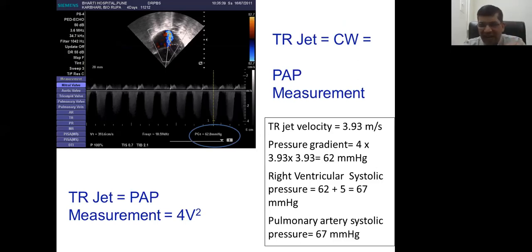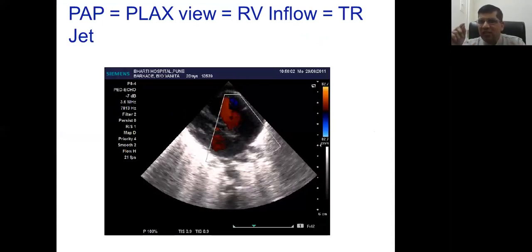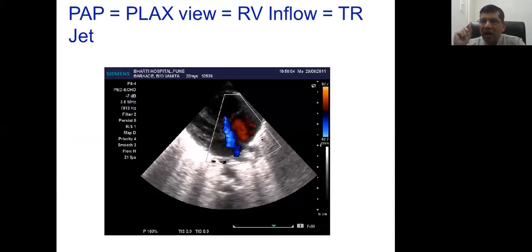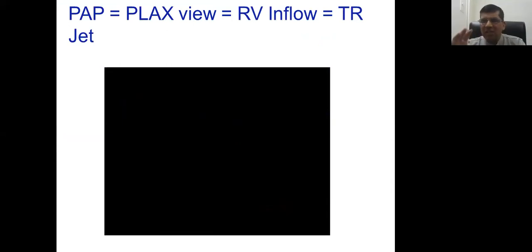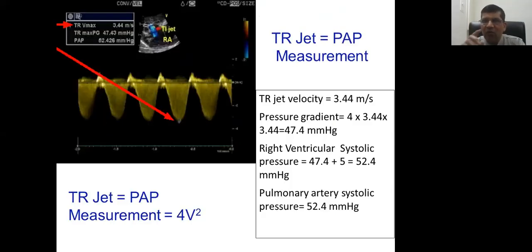But I would say that always try to see the TR jet by the parasternal RV inflow view too. In that RV inflow view, again measure the TR jet velocity. Once you get the velocity, apply 4V square, that is the pressure gradient.